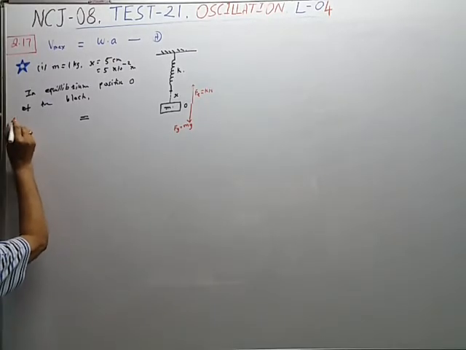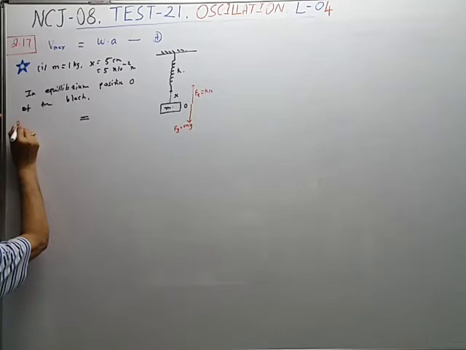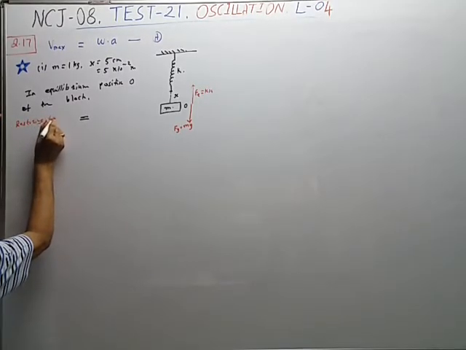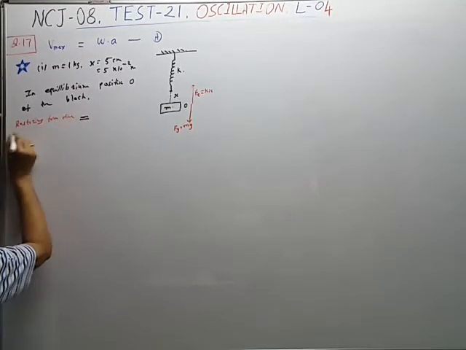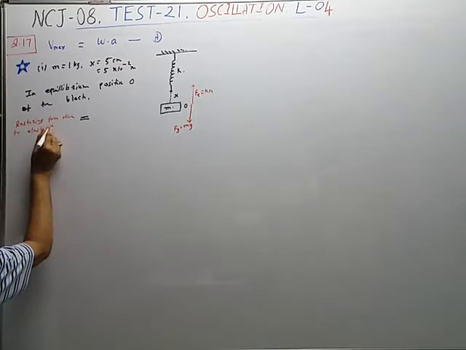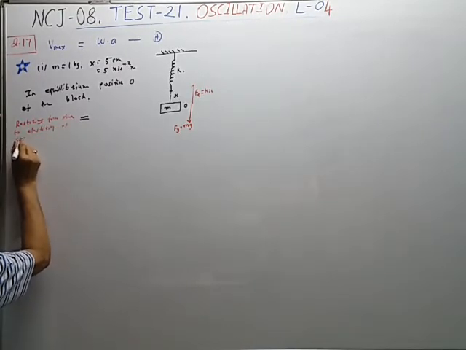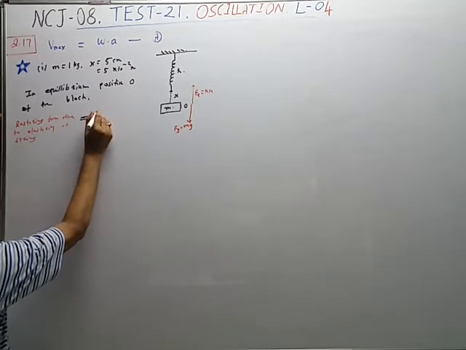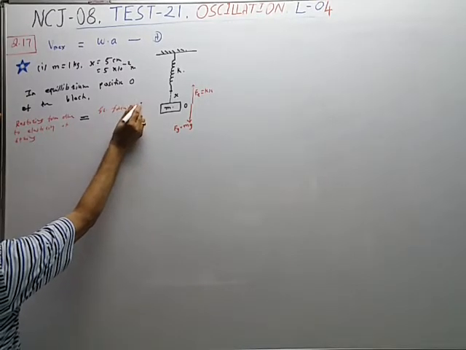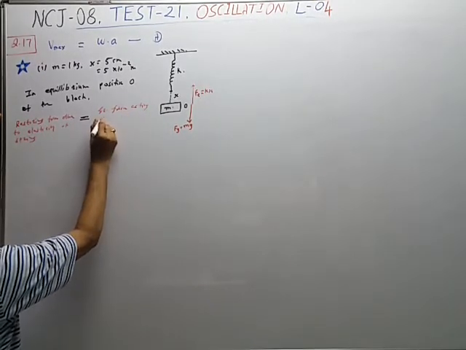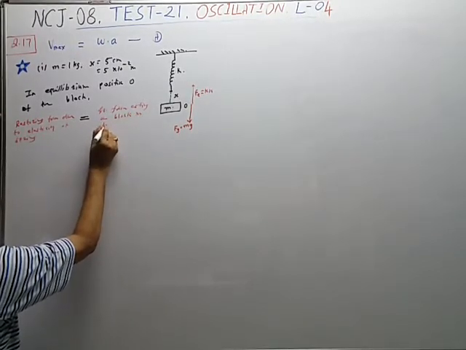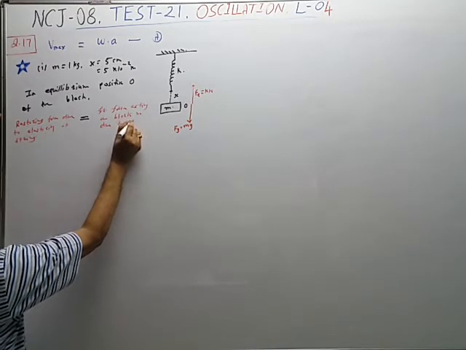So the restoring force due to elasticity of the spring is equal to the gravitational force acting on block M due to gravity of Earth.